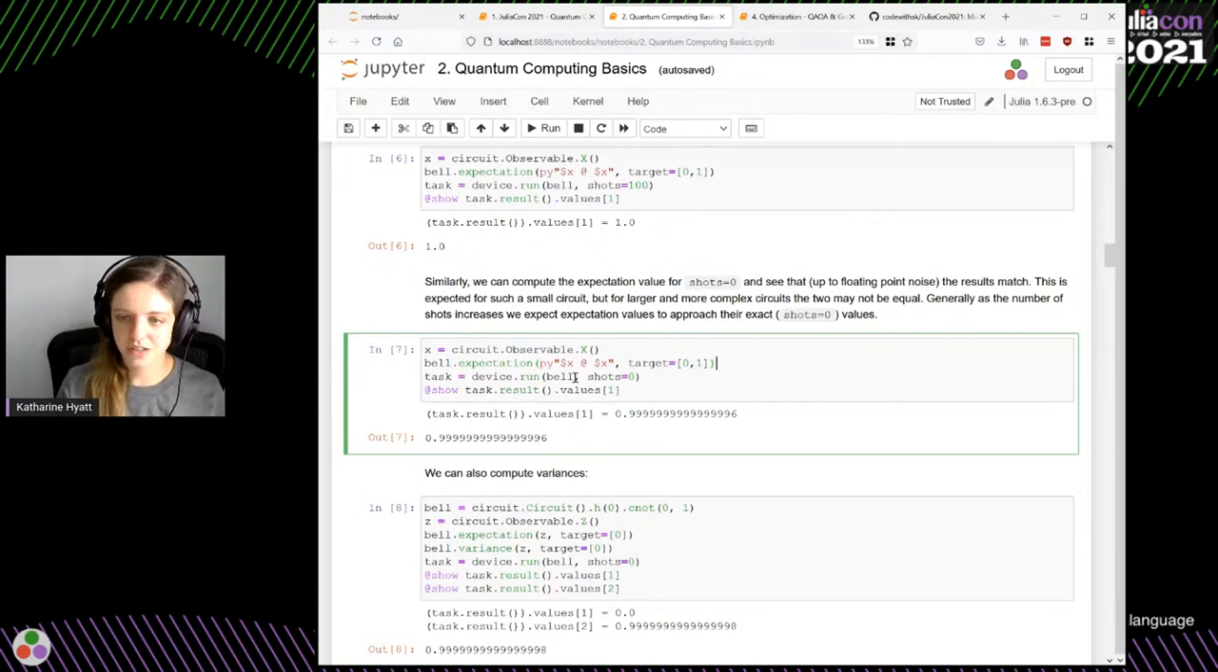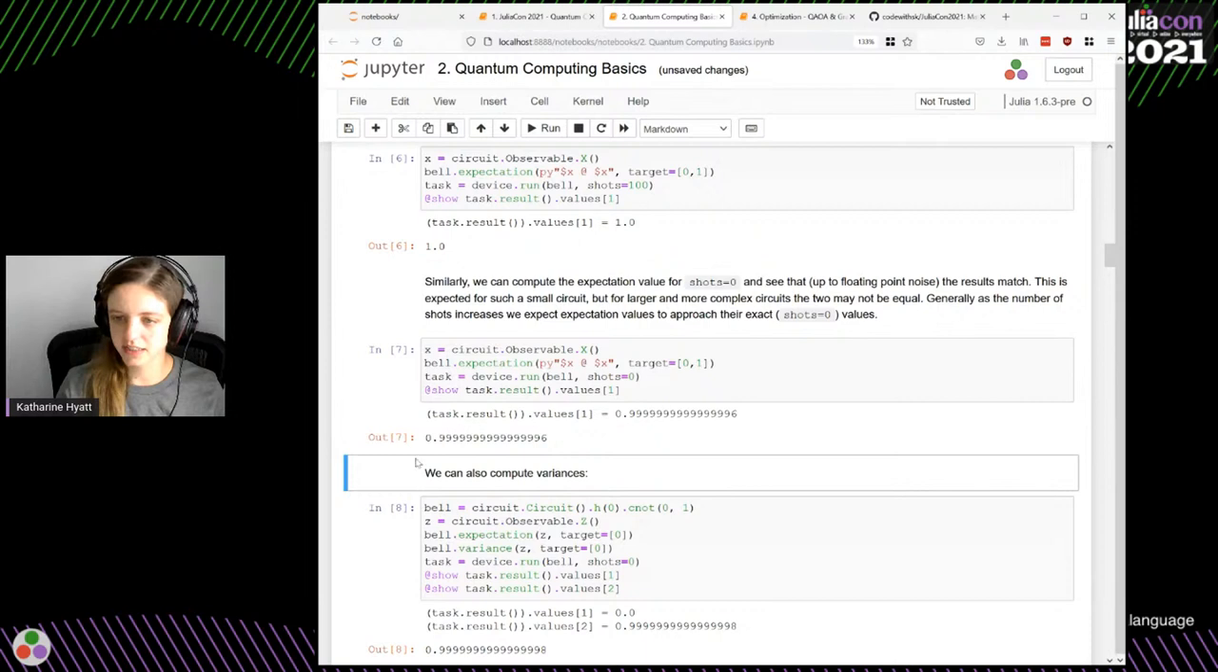So again, we ask for the expectation value on our Bell circuit of X on both qubits, but the difference here is that shots is exactly equal to zero now. And if I run this, indeed I see that the expectation value is exactly the same up to floating point noise.